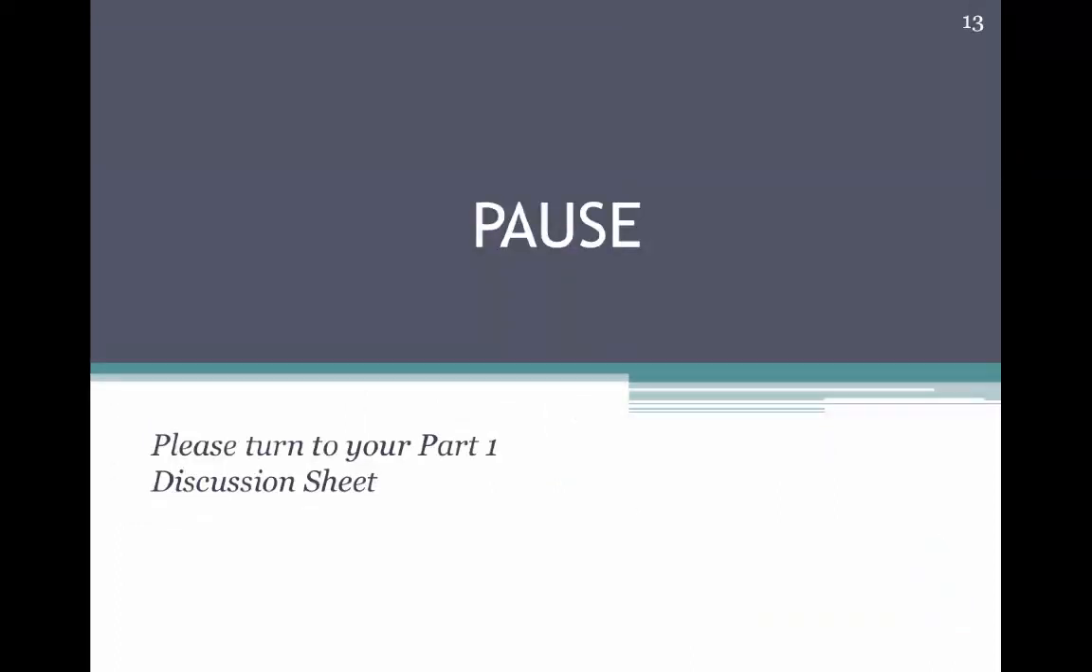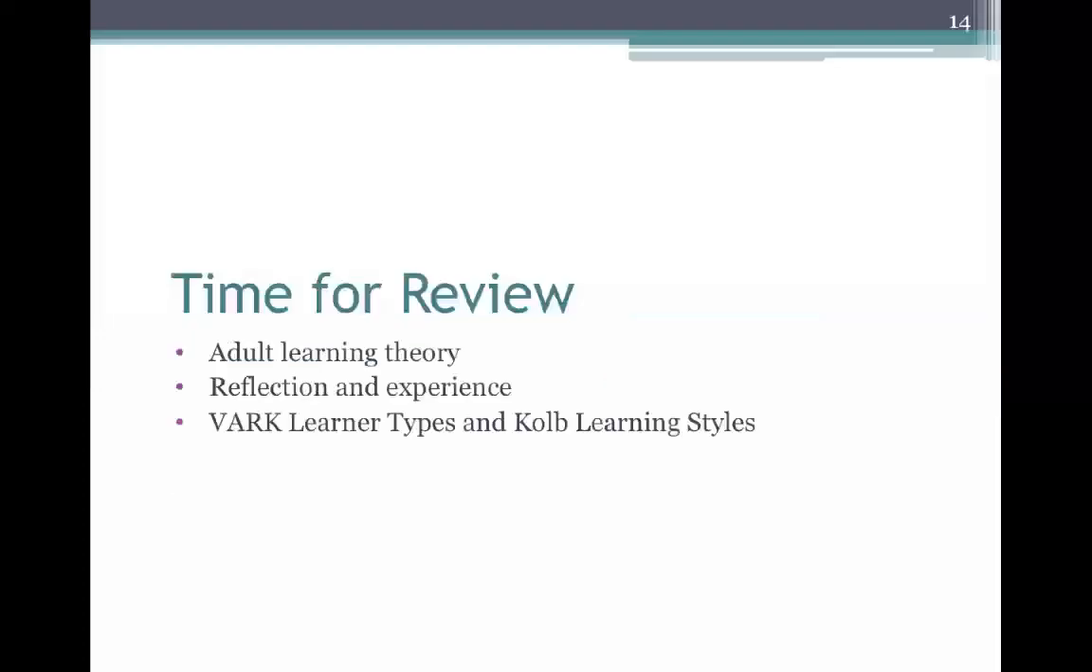Refer to Part 1 of your discussion sheet. Please write down 5 different educational strategies you have encountered. Then reflect and write down how these engage different learning styles and types of learners. Pause the lecture and take time to complete this portion of the discussion sheet. When you have completed this exercise, please move on to the next slide.